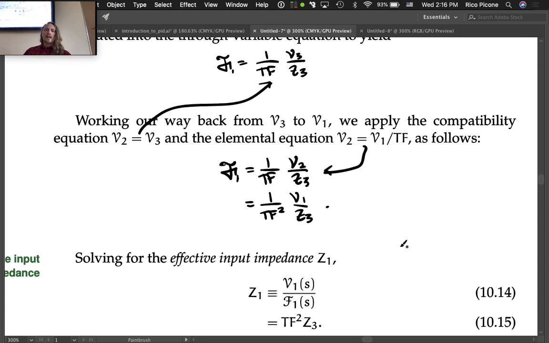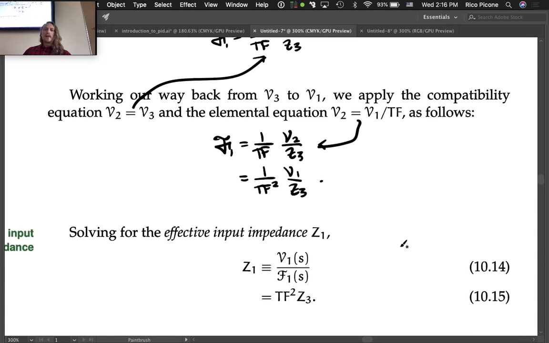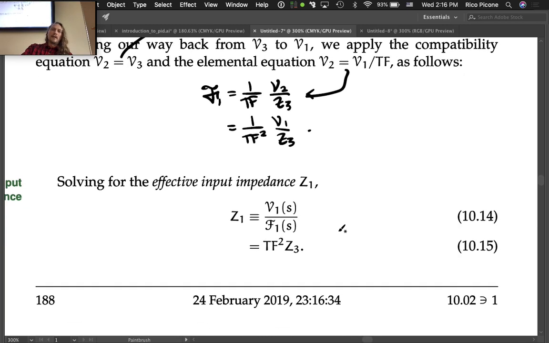Great. Now, remember the definition of the impedance of side 1 is going to be whatever the across variable is divided by the through variable. That's the definition. So if we finally have an equation that relates these two, which we do, F1 and V1, we solve for V1 over F1, we have the effective input impedance at Z1, which is TF squared Z3. So that's just solving this equation for V1 over F1. And we get TF squared Z3.